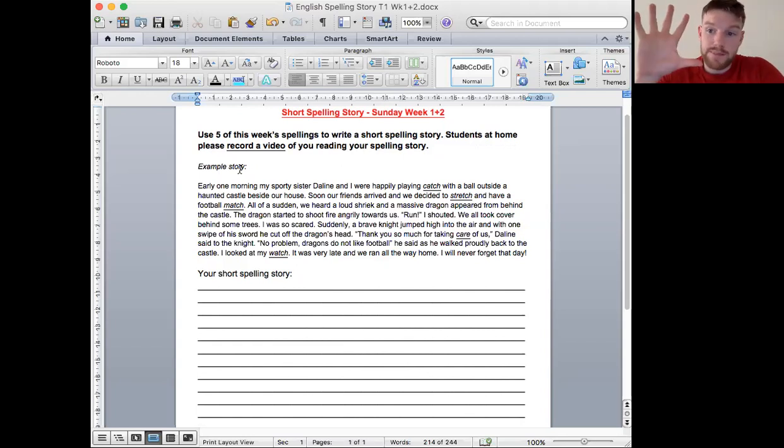Remember our 5 steps, our 5 parts of our story are the introduction, where we introduce our setting and character, the build up, where we say what the characters are doing. The third part is introduction of the problem. Fourth part is resolution of the problem. And the fifth part is the ending of the story. So let's have a look at what I did there. My sentence starter is early one morning.